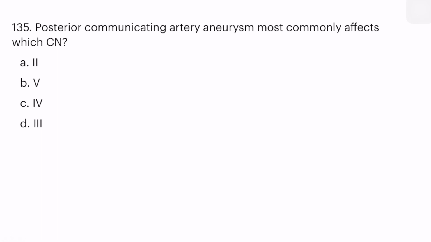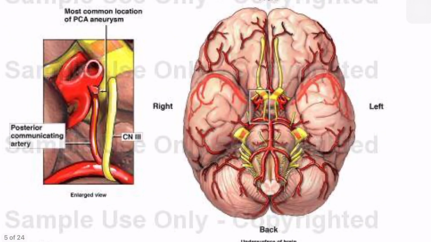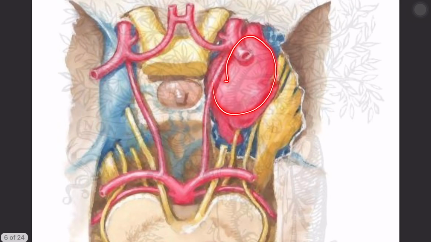Posterior communicating artery aneurysm most commonly affects which cranial nerve? Answer is oculomotor. If I show you the images, you will understand. So, in the undersurface of the brain, you can notice this area that is shown here. So, this is the middle cerebral artery arising from the internal carotid. This is the posterior cerebral artery, and both are connected by posterior communicating artery. What lies adjacent to it is cranial nerve 3, which is oculomotor nerve. So if there is an aneurysm arising, this is a huge aneurysm, and then the oculomotor nerve is getting impinged. That is what is asked here.